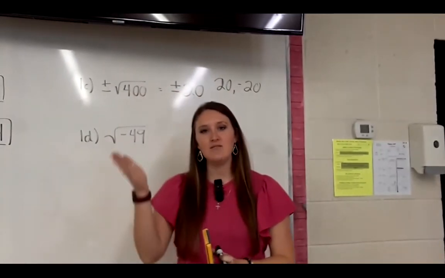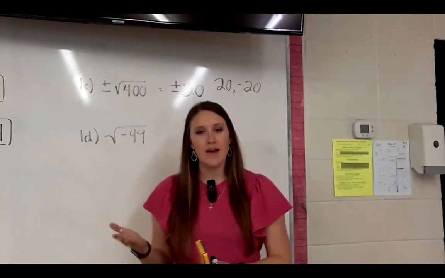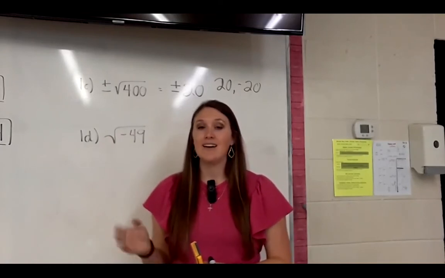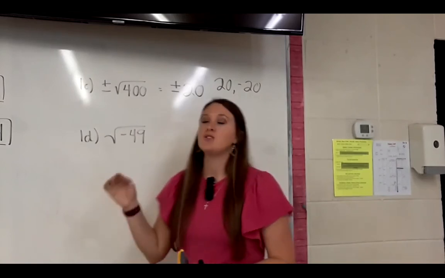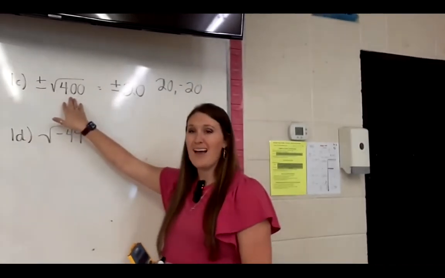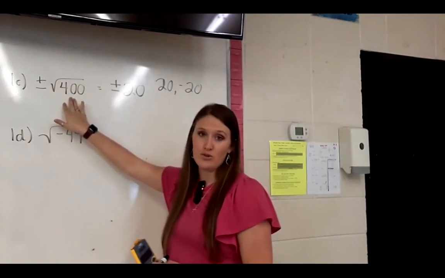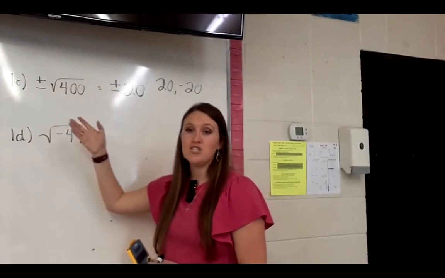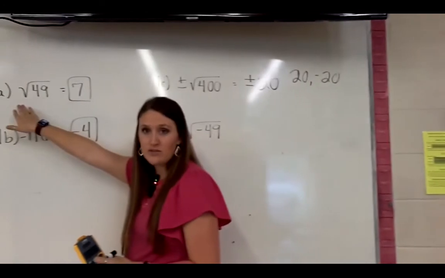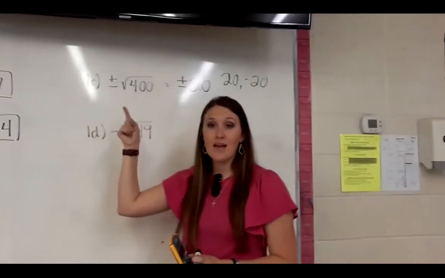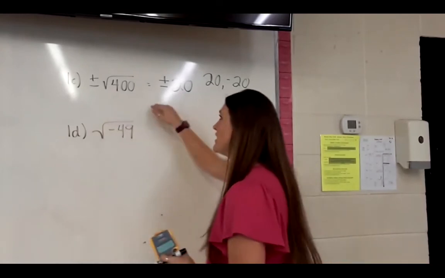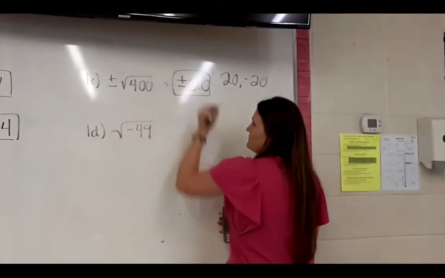Because if I did negative 20 times negative 20, that equals positive 400. If I did 20 times 20, that also equals positive 400. So when we have square root of a number, we actually don't know if they were both positive or both negative. So we normally just only do the positive answer like we did over here on the square root of 49. But since it says plus minus, that means they want both. So our answer is plus minus 20.